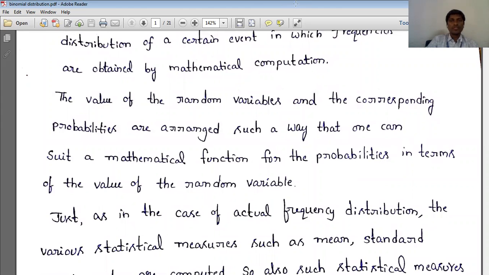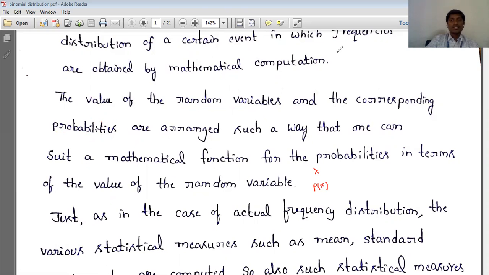It means simply what we are saying. Just now we discussed, the values of the random variable we are taking as x, and the corresponding probabilities, p of x or p, are arranged in such a way that one can suit a mathematical function for the probabilities in terms of the value of the random variable. So we construct the table of x values and respective probabilities. If we construct a suitable function, that function we calculate in terms of the values of the random variable.